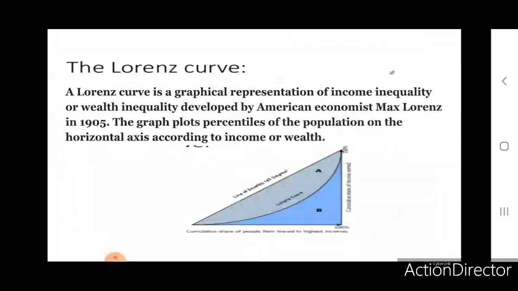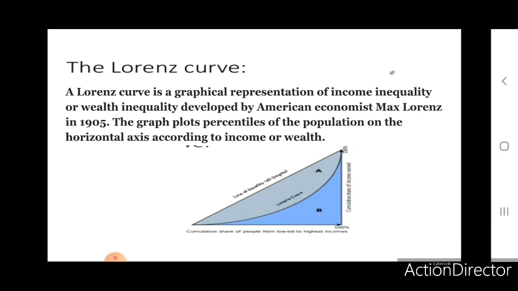Now, the next one is Lorenz curve. The Lorenz curve is a line chart. It is a graphical representation of the proportionality of a distribution. In other words, the Lorenz curve is a graphical representation of the cumulative distribution function of a probability distribution.